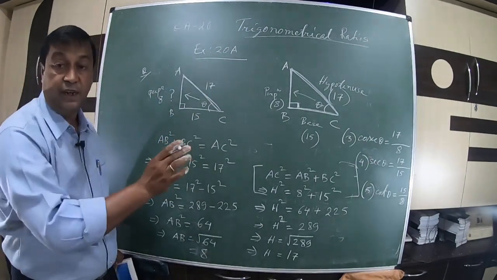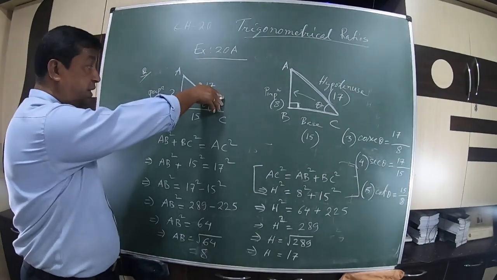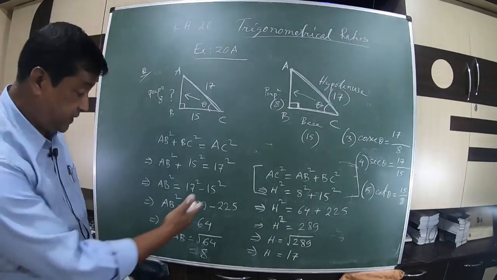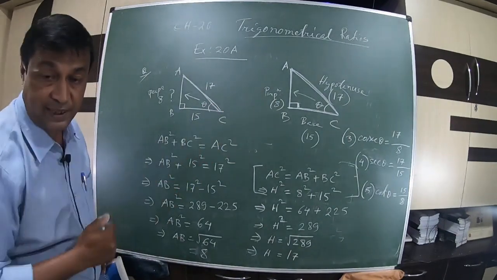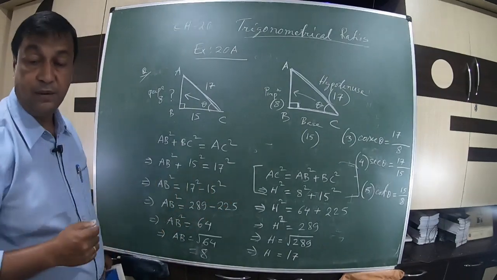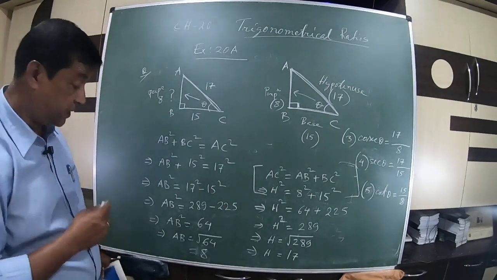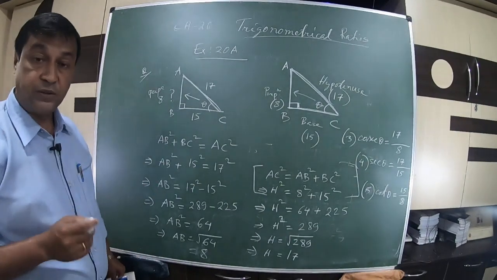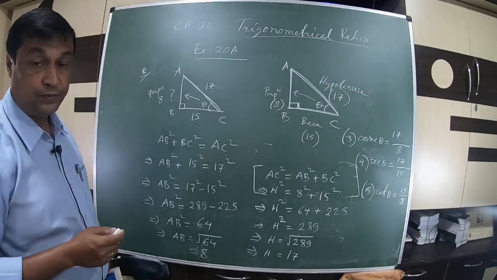Suppose the hypotenuse is given and the perpendicular is given, and you don't know the base, you can find out the base. I have just taken the reference of the previous sum so that you can apply this same formula, the Pythagoras theorem, for the other sums also, to find out the unknown side. So you have to apply the Pythagoras theorem to find out the unknown side. Is it clear to you?